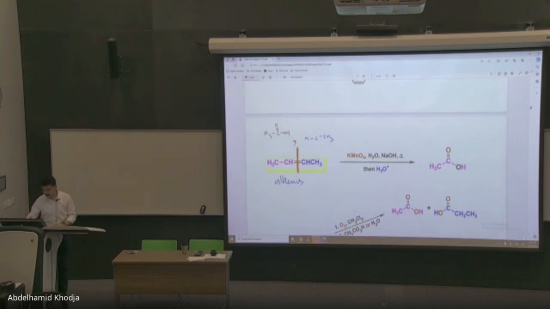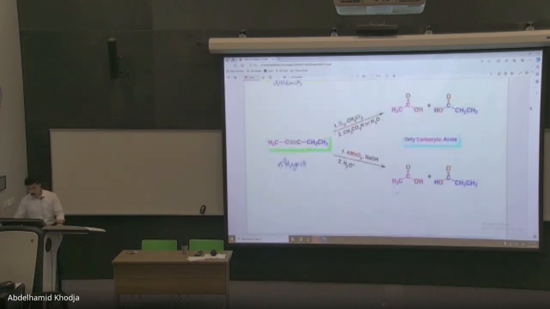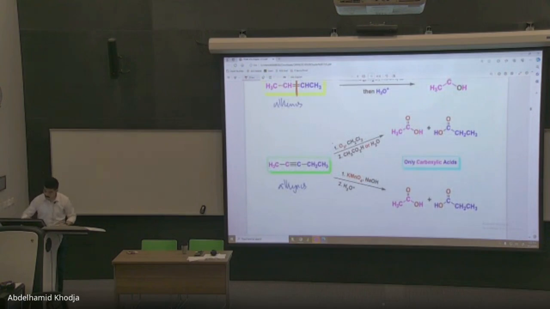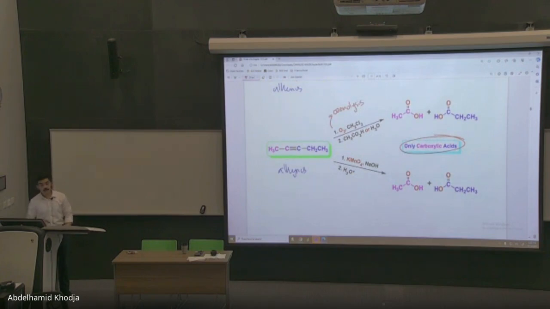And then the same thing for this one here. Your double bond and O. This is ozonolysis. You've seen this one before. Using ozone to split an alkyne into carboxylic acids. Only carboxylic acids. Or you can use KMnO4, NaOH, H3O+, to form your carboxylic acids.